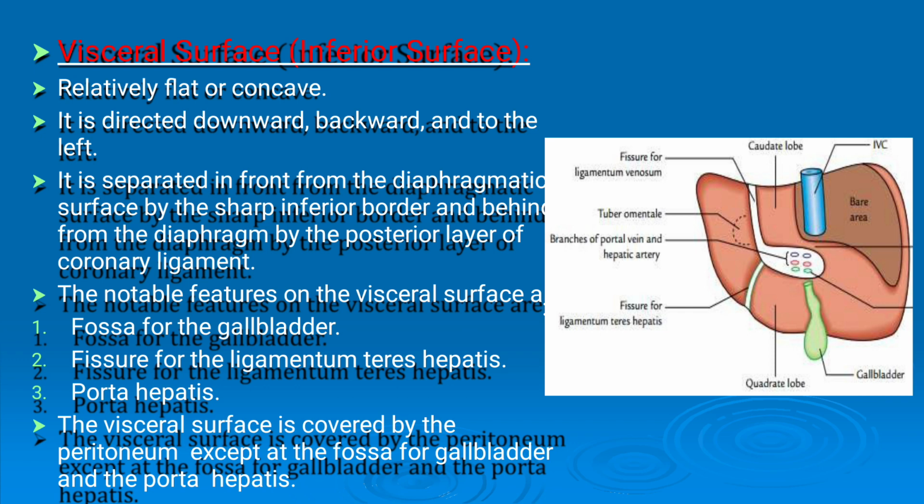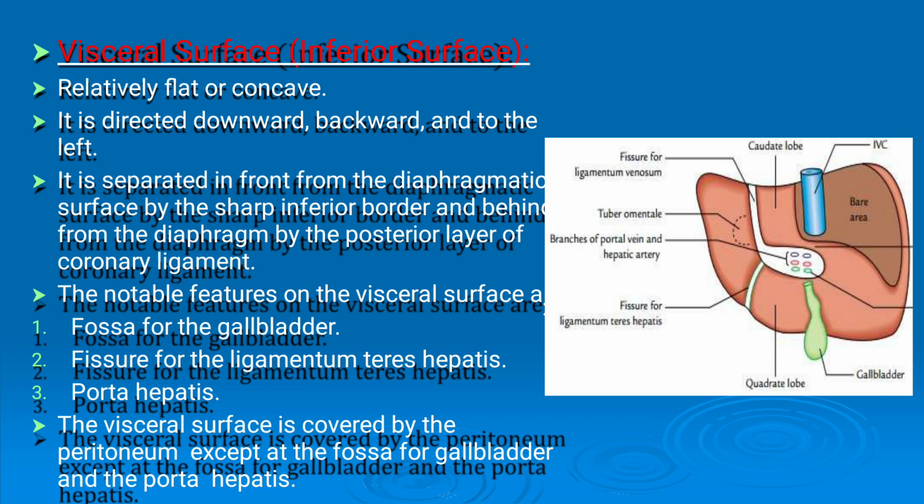Here you can see the branches of the portal vein and hepatic artery, and the bile duct. Now we can see the gallbladder, caudate lobe, and fissure of the ligamentum teres hepatis. This is the fissure of the ligamentum venosum. This is a very important ligament, a true ligament. This is the caudate lobe, and we can see this one is the inferior vena cava, and this is a bare area of the liver.